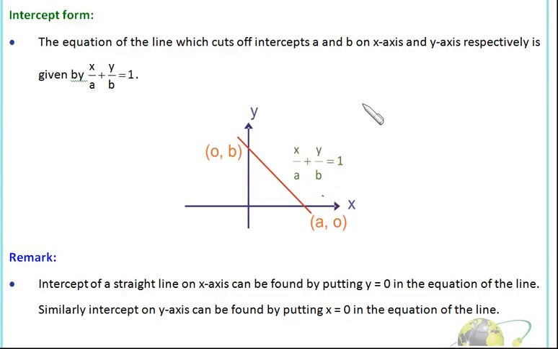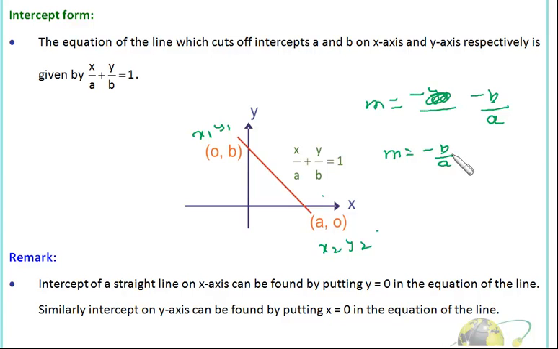So what will be the slope? m is equal to (y2 minus y1) upon (x2 minus x1), right? Suppose this is x1 y1 and this is x2 y2, whatever you can assume, that really doesn't matter. So y2 minus y1, that means 0 minus b upon a minus 0. So slope is equal to minus b by a, right?